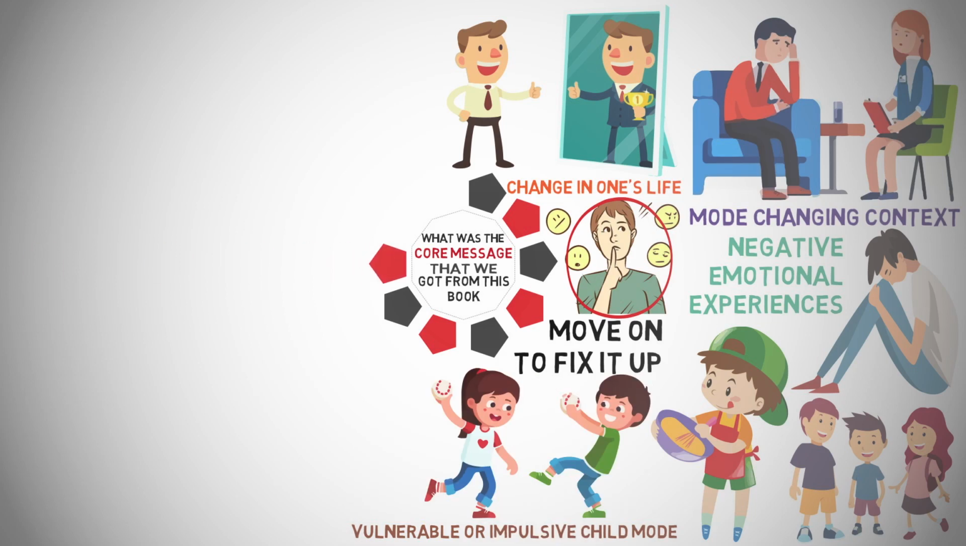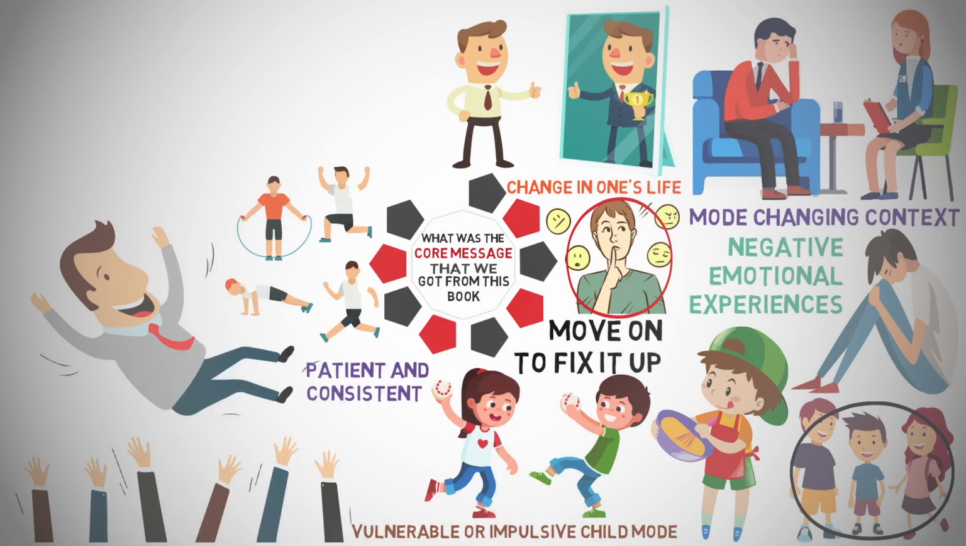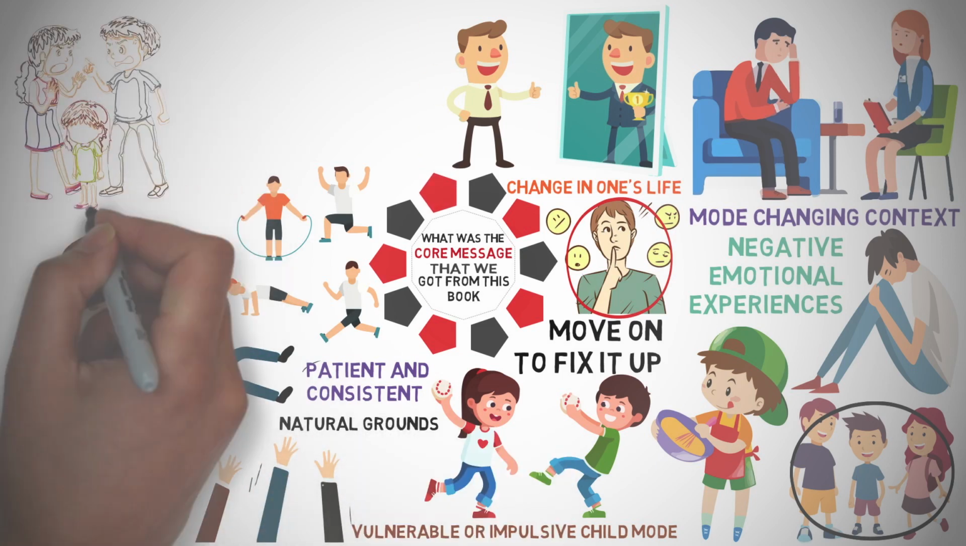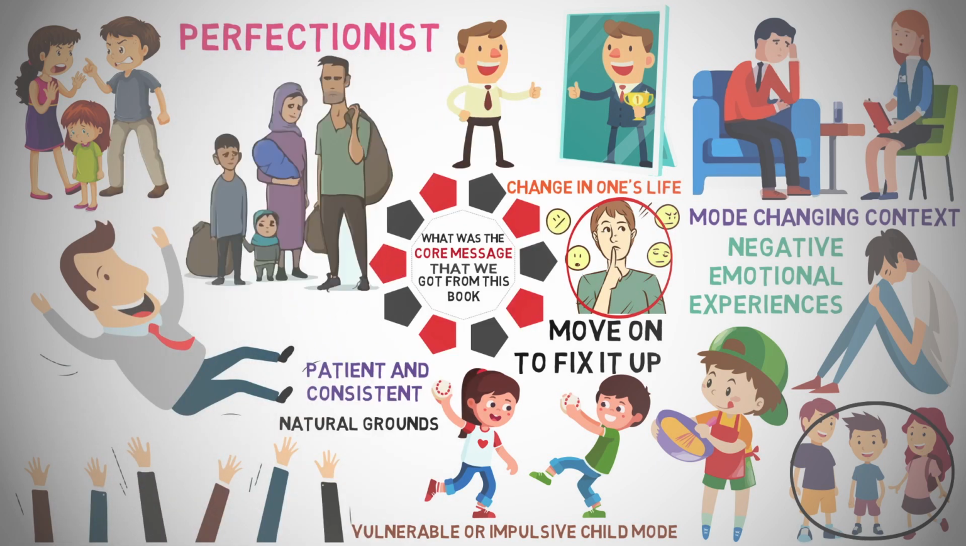You need to know what it is that keeps you contented even in the worst situations to empower your happy child mode. You are suggested to be patient and consistent with the exercise to build your happy child mode on natural grounds. The reasons for parents' inappropriate behavior may vary, from them being perfectionist to having certain family crisis.